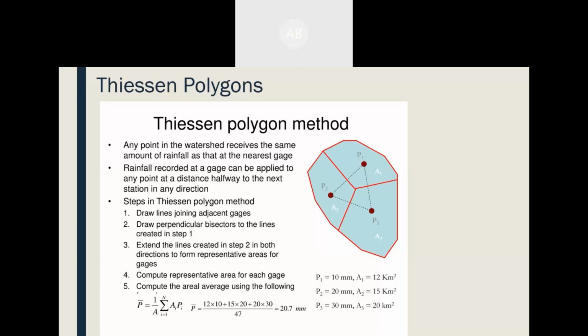Ultimately you get 20.7 millimeter. Then you can use this value as an average value of rainfall that has happened on a particular day, and you can use it for flood modeling or maybe for other hydrological applications.